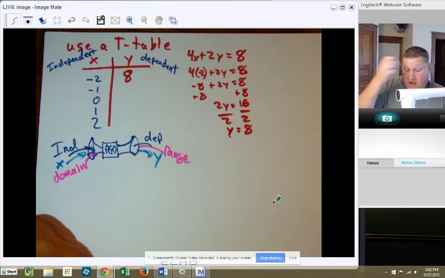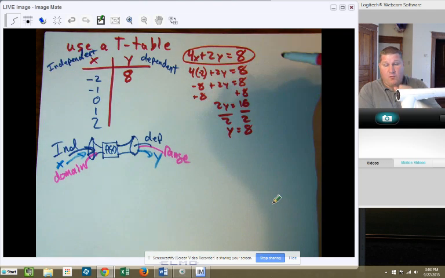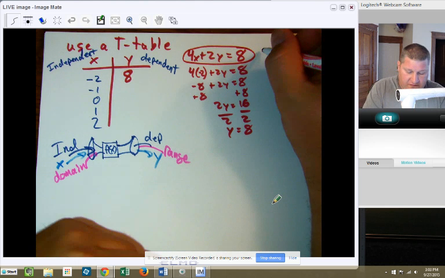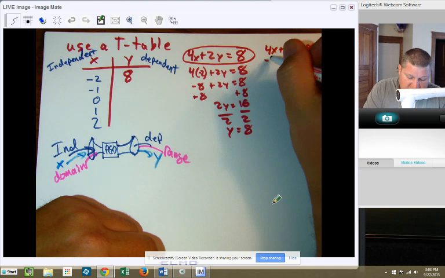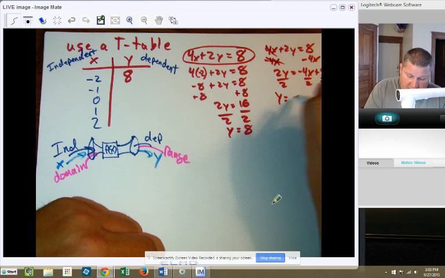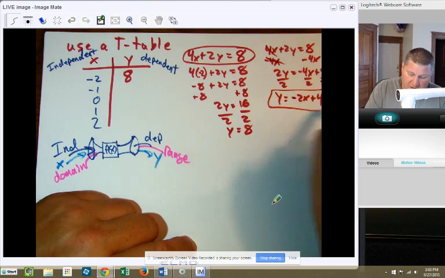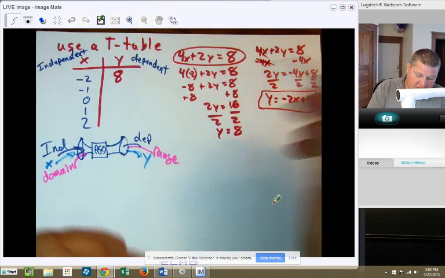However, if I take the equation and solve it for y just once, so I take 4x plus 2y equals 8, subtract 4x from both sides, those go away, and I'm left with 2y equals -4x plus 8. Divide everything by 2, and y equals -2x plus 4. Now I can plug values in very quickly, and having solved just once, I can use this easily.